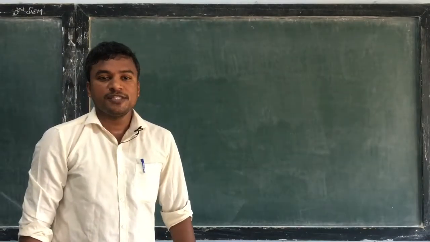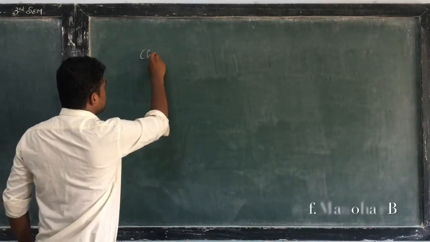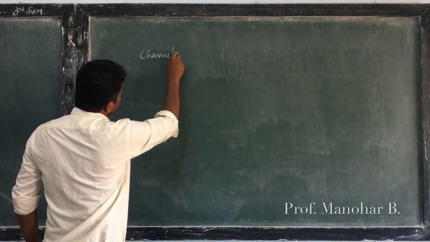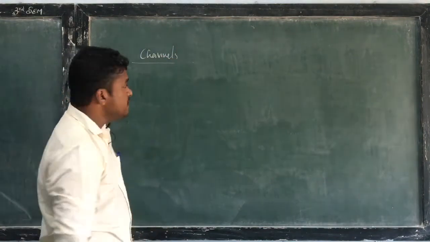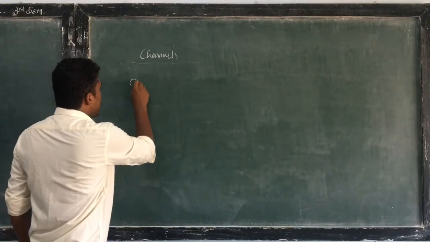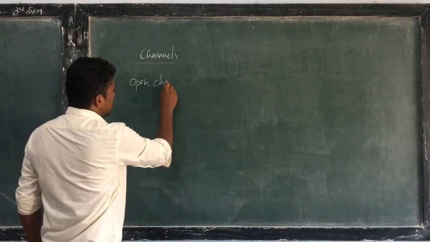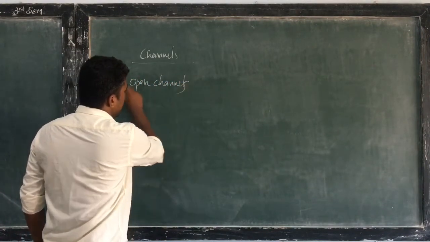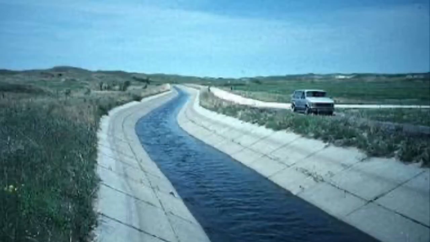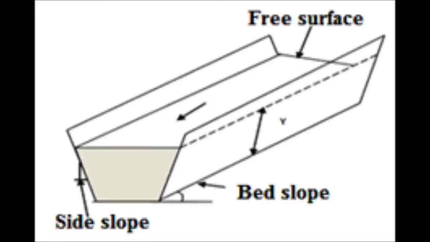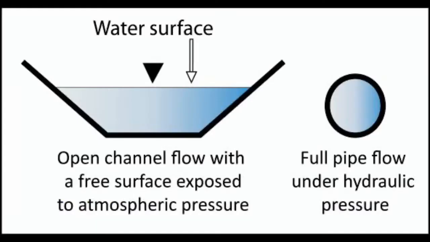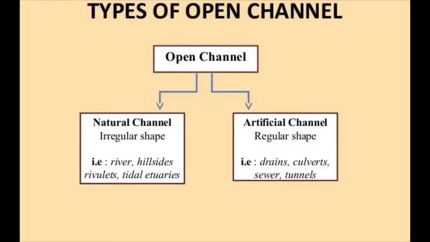So next topic is channels. Channels are the pathway for conveyance of water from one source to another. In channels we have open channels. An open channel is a passage in which liquid flows with a free surface subjected to atmospheric pressure. We have two types of open channel: one is natural, second one is artificial.